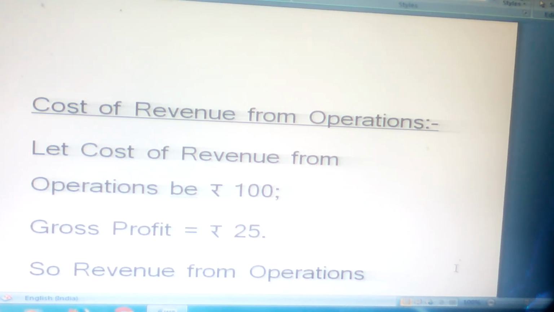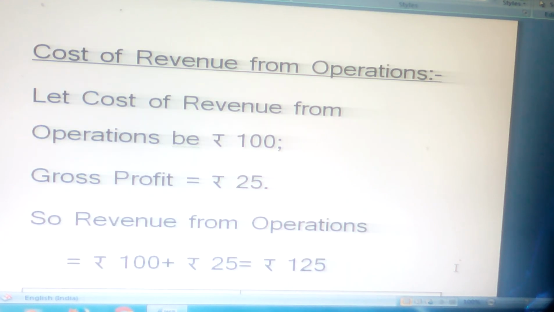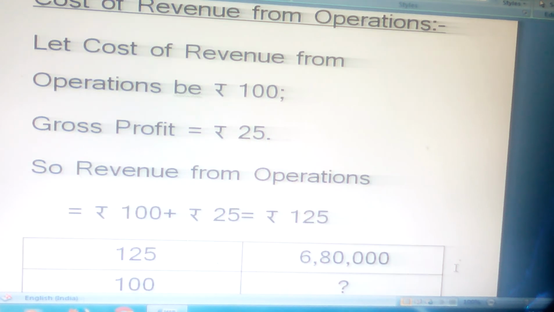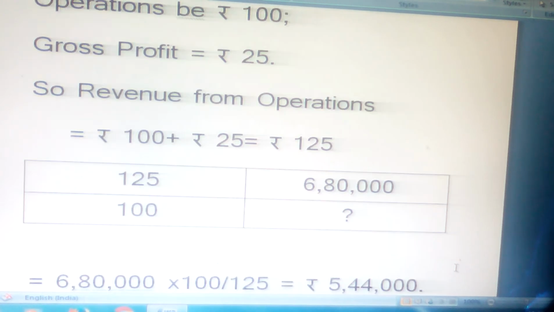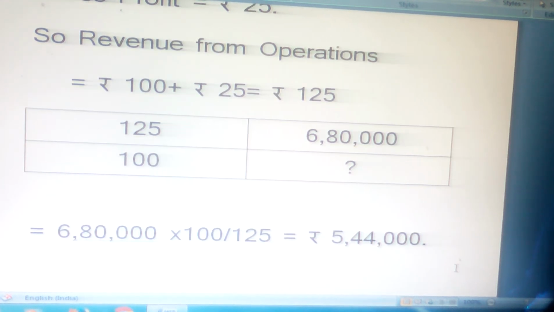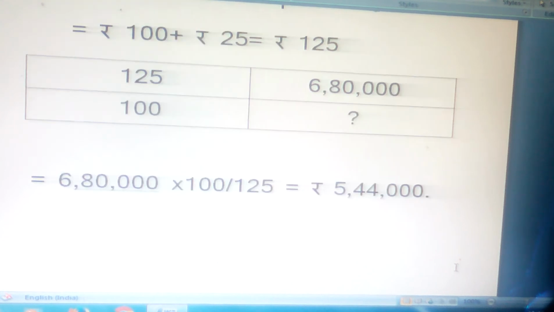Let cost of revenue from operations be 100. So naturally gross profit is 25 rupees, and revenue from operations is 100 plus 25, 125. Since they have given revenue from operations and we want cost of revenue from operations, we form a table. So 6,80,000 is 125%. What is our 100%? When you do cross multiplication, 6,80,000 into 100 divided by 125, you get 5,44,000. That is our cost of revenue from operations.